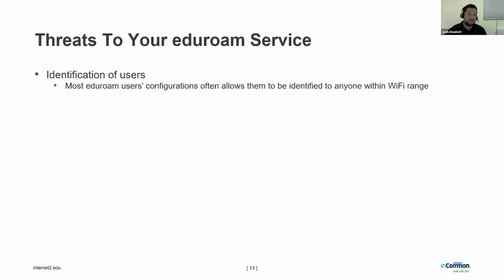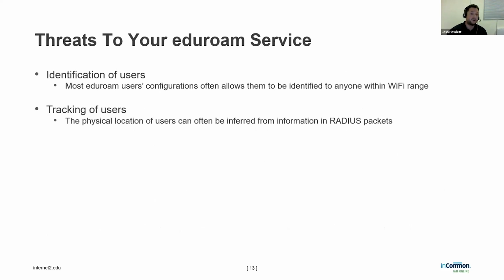So there are, broadly speaking, 5 threats to your eduroam service that we're going to cover today. The first is identification of users. So in many cases, it's very trivial to identify who users are on the network.